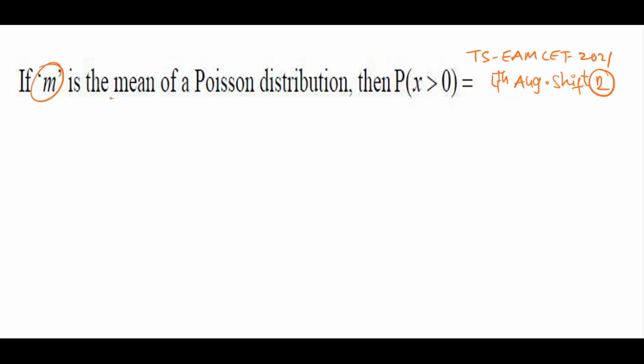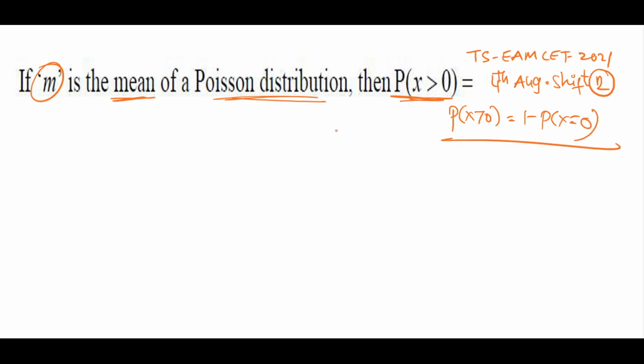If small m is the mean of the Poisson distribution, then P of x greater than 0 is dash. This is Eamcet 2021, 4th August, shift 2. P of x greater than 0 means 1 minus P of x equal to 0. This is the formula. Here the mean of the Poisson distribution is m. Then P of X equal to small x is e to the power of minus m into m to the power of r by r factorial, where r is 0, 1, 2, 3 and so on.